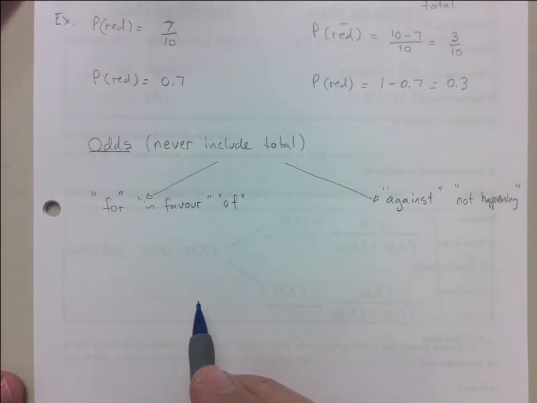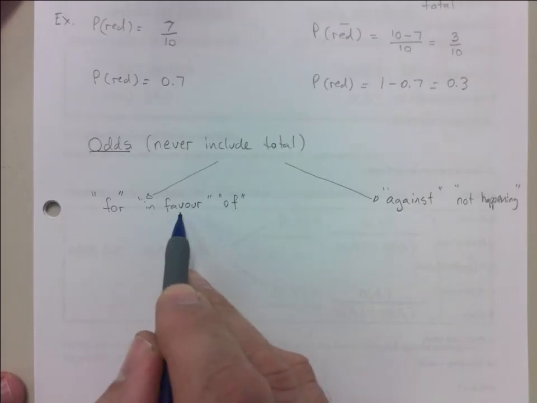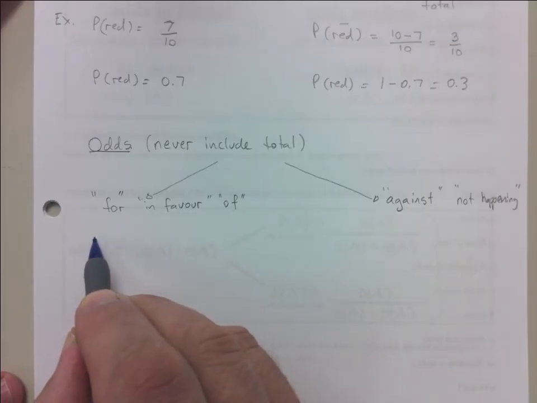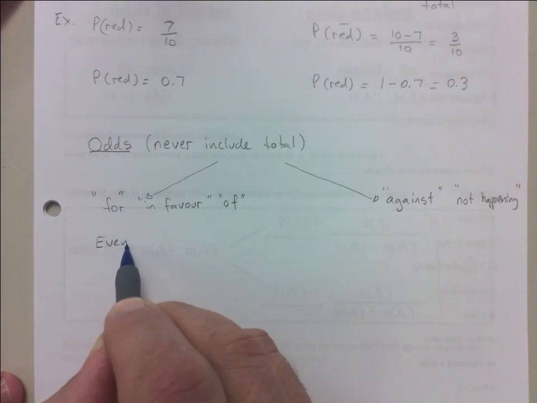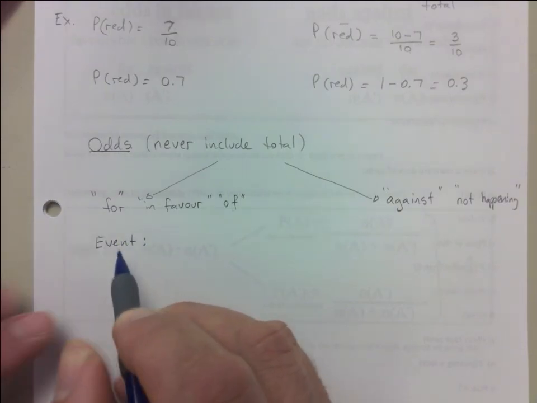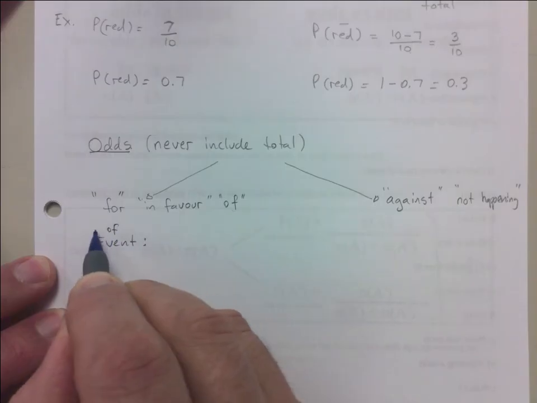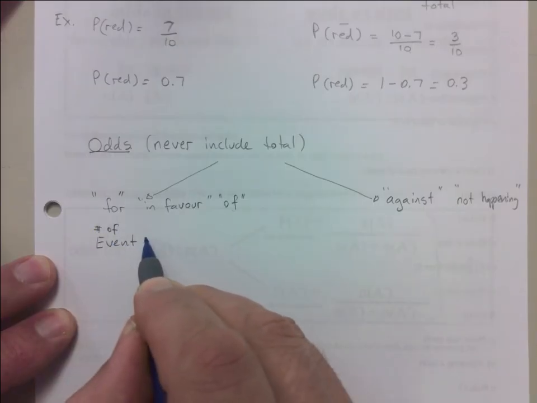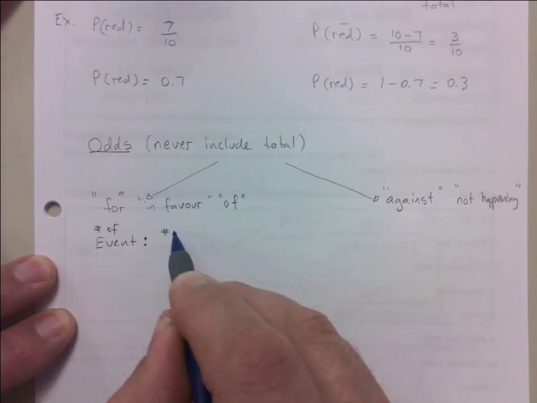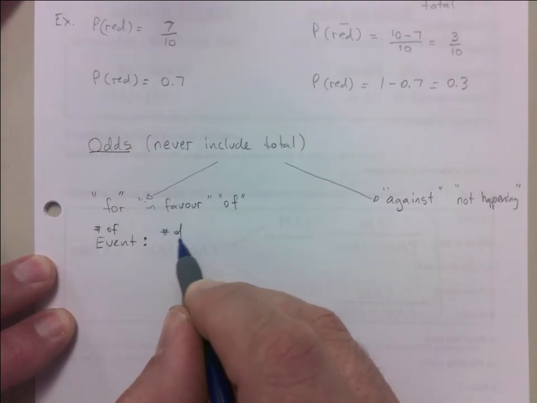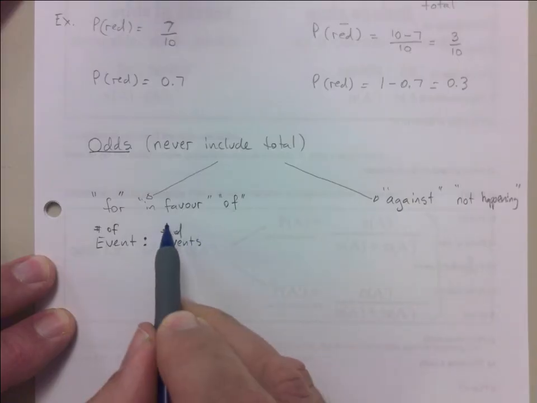So when it says in favor of 4, we would want the number of events happening, compared to the number of events with a little bar on top.